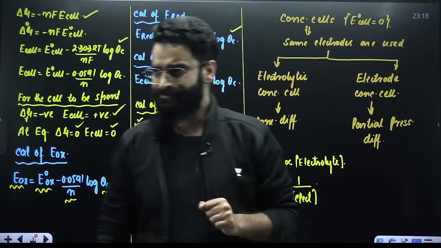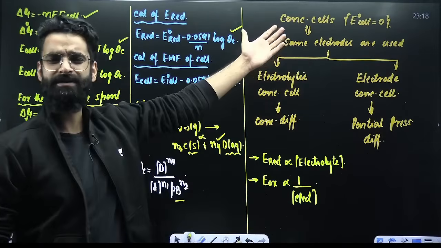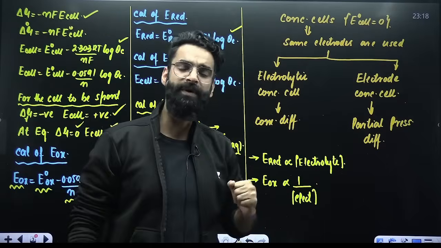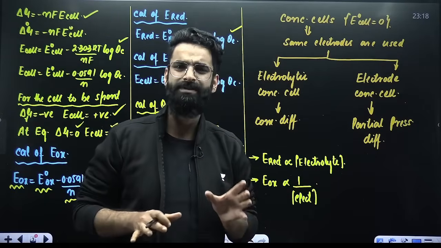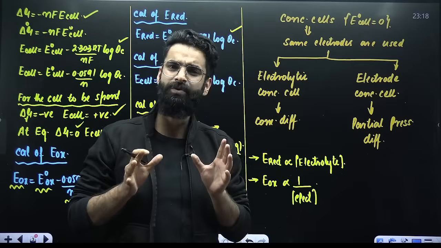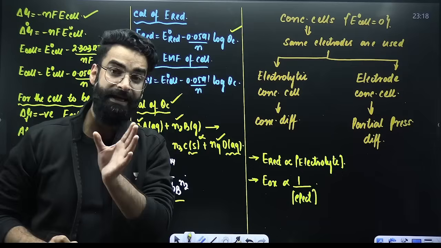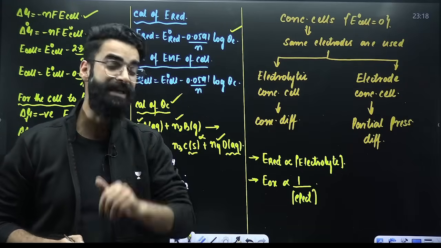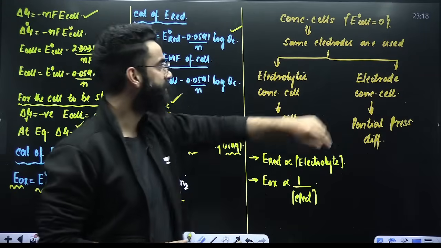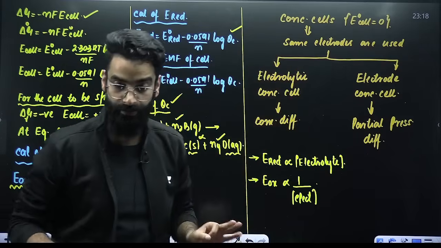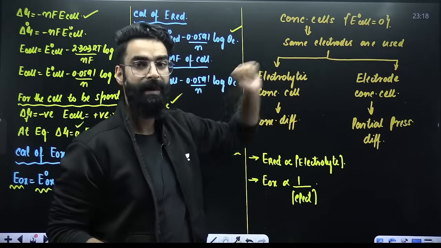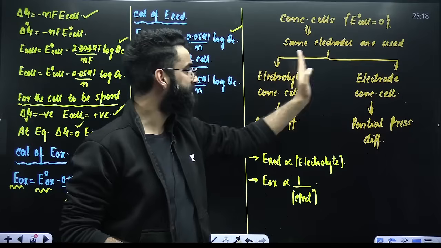Now, one more thing that's important. What is that? Concentration cells. In concentration cells, what do we do? We use two same electrodes, right? If we are using two same electrodes, that means E naught cell has to be 0. So whenever you see any complete cell involving two same electrodes, the first thing that should come into your mind is that its E naught cell will be 0, right? Same electrodes are used.